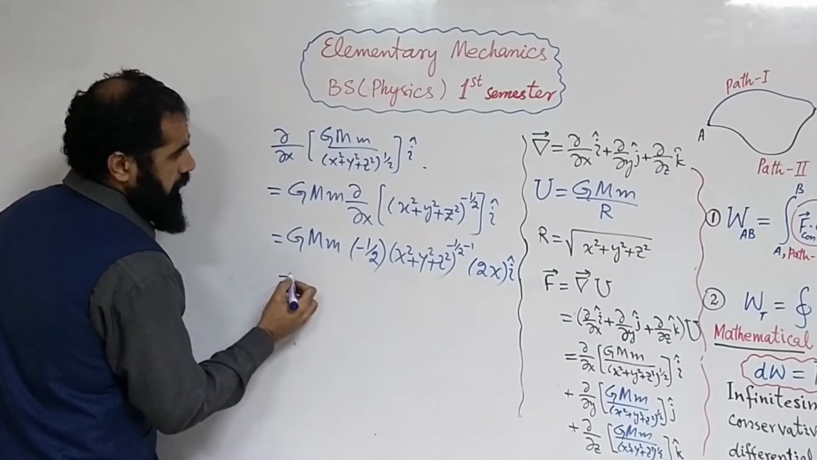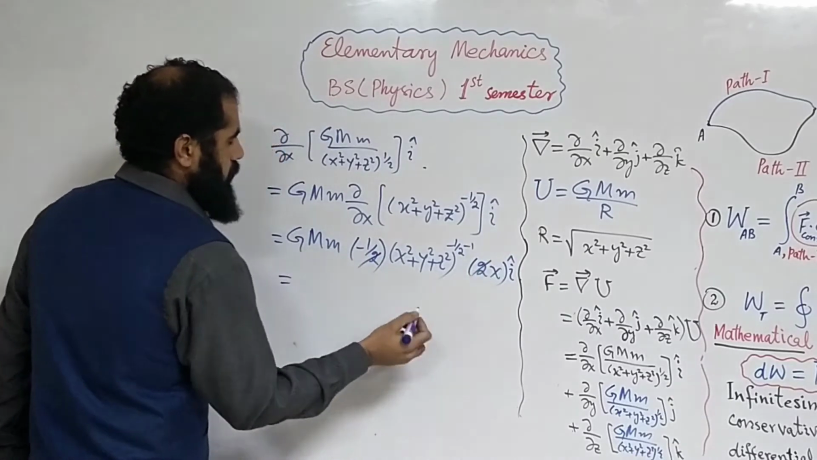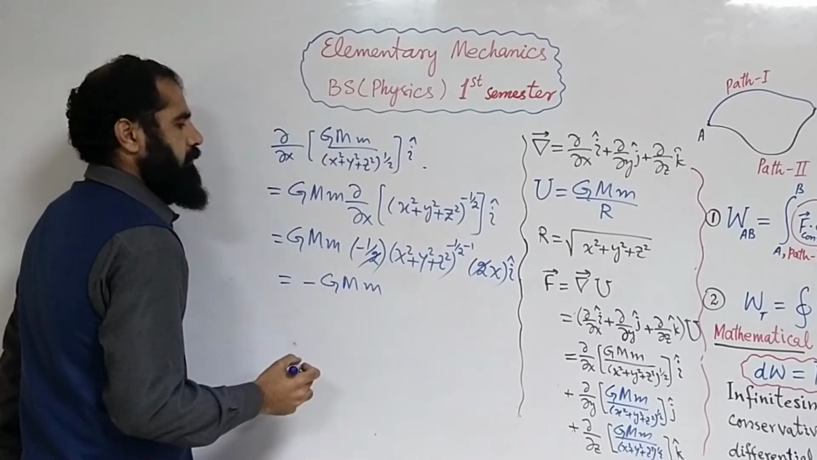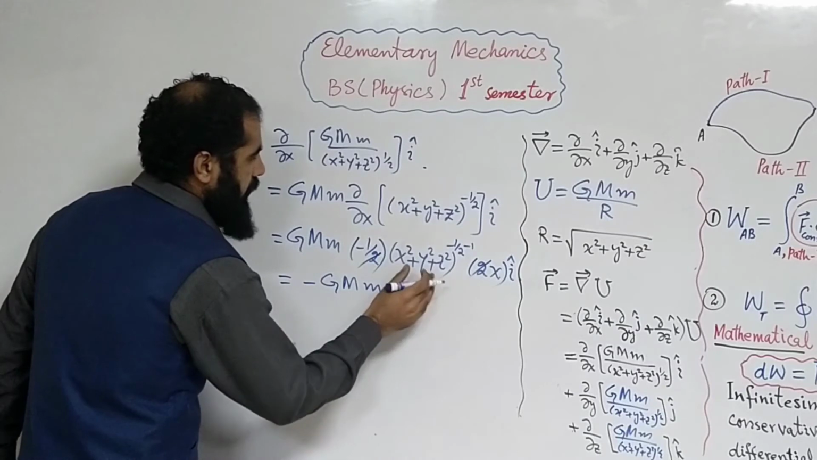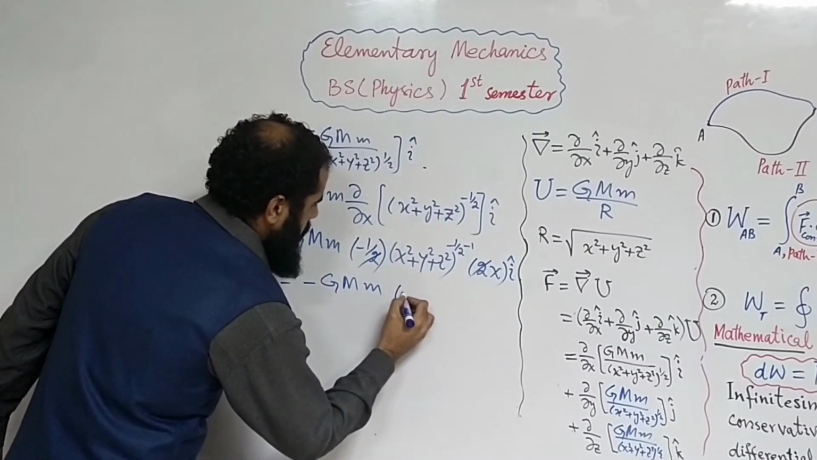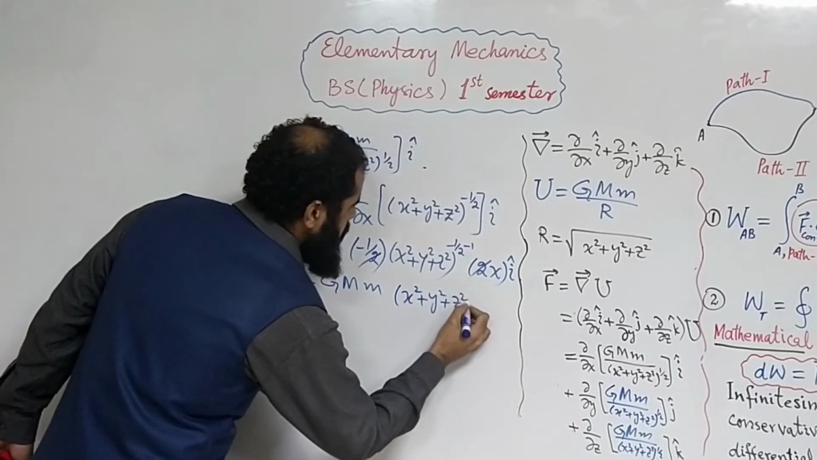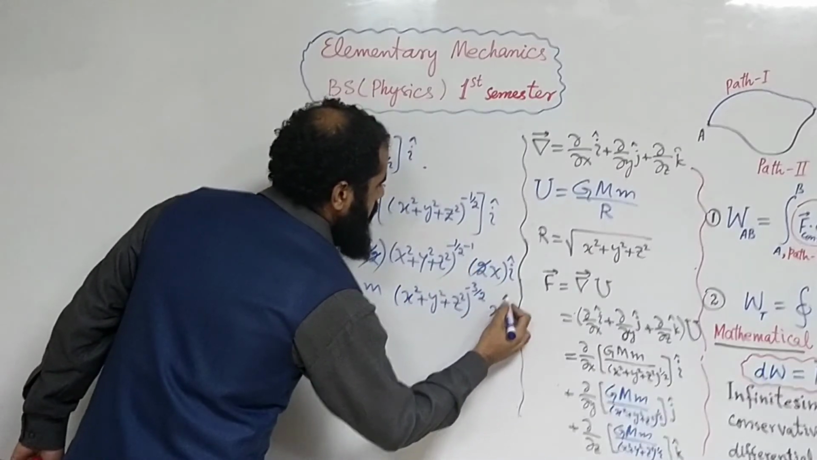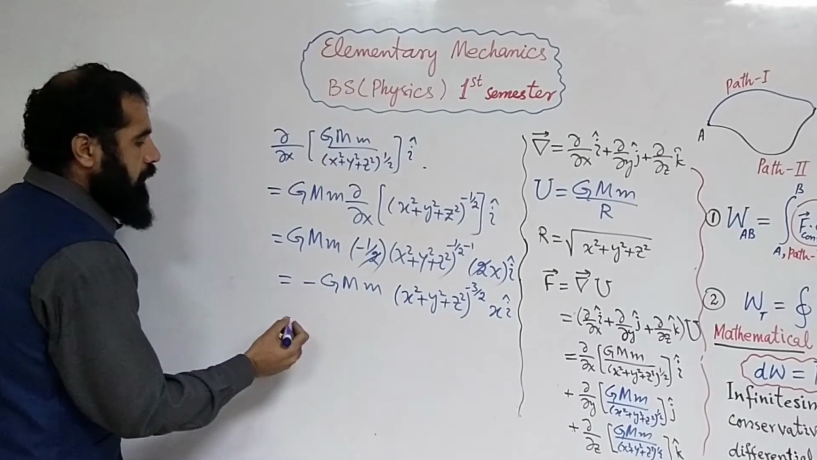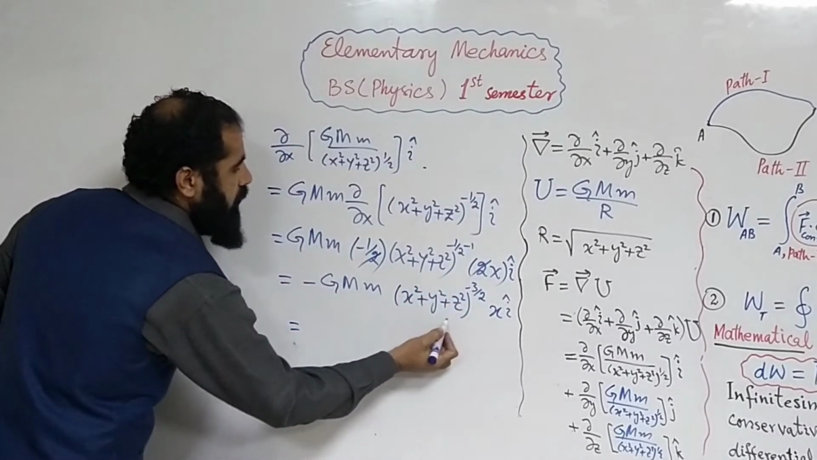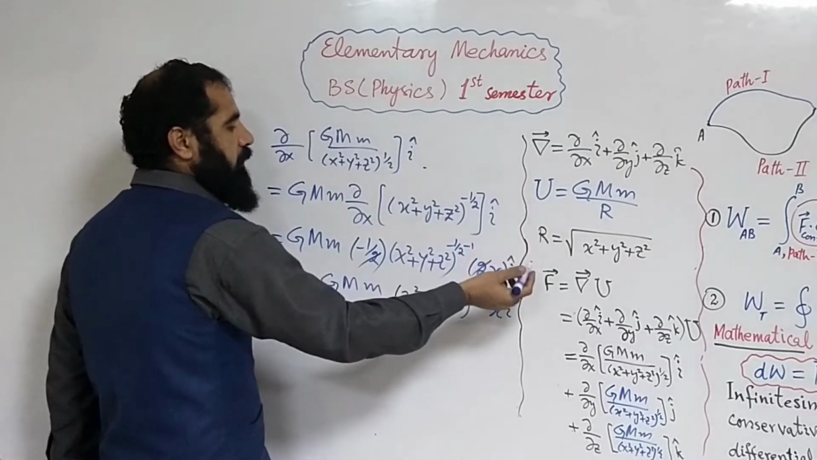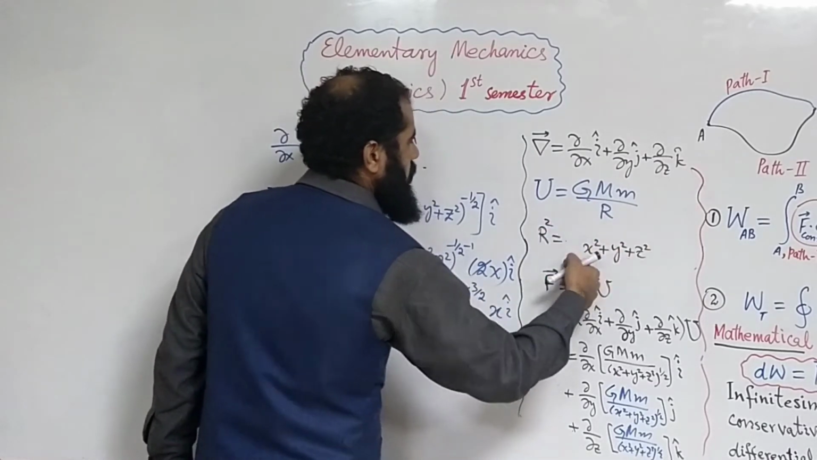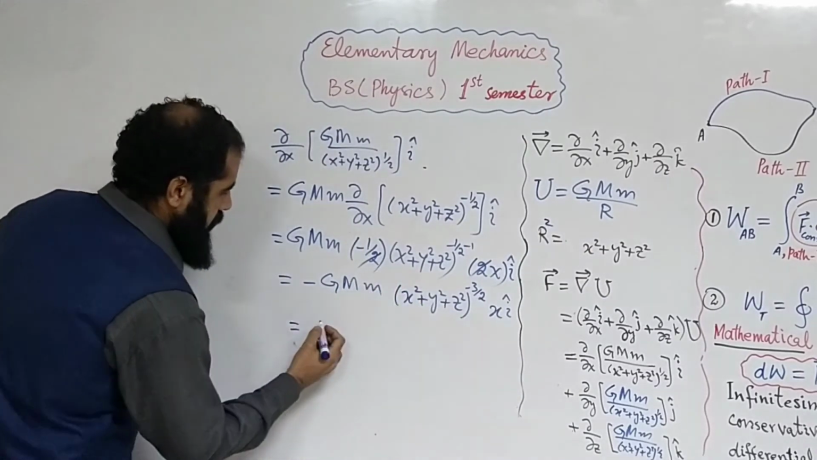And then if you simplify this, you get minus GM, and then this function, x square plus y square plus z square raised to the power minus 3 by 2, with that x i. And if I replace this x square plus y square plus z square by r square, because if you take square on both sides, you get r square equals this, and then I substitute it here.